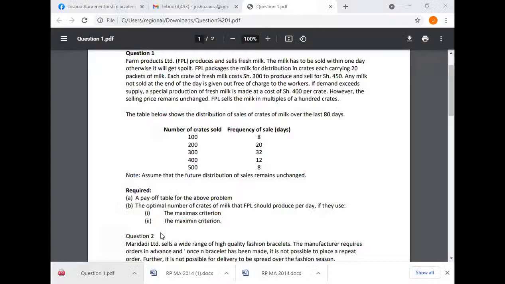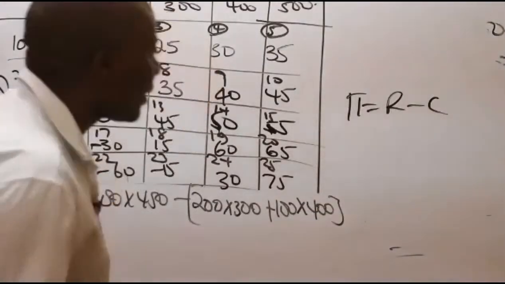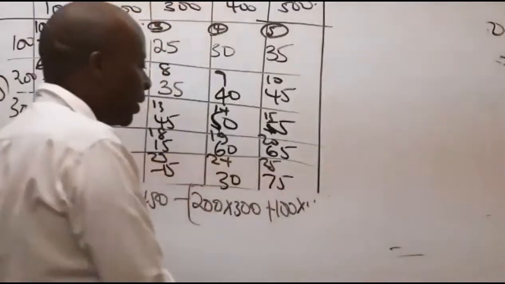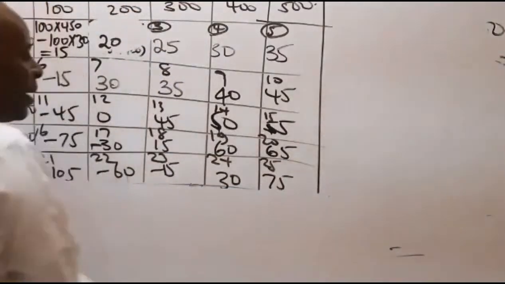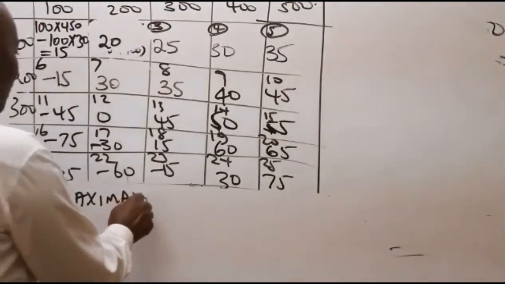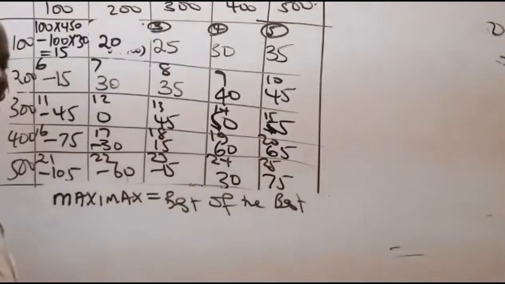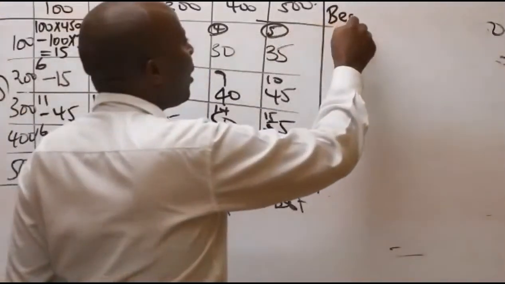The next question wants us to determine the optimal number of crates of milk that the company should produce per day if they use maxi-maxi. Very common in your exam. Remember, maxi-maxi means best of the best, maximum of maximums. What I'm supposed to do is to create a column here for best.